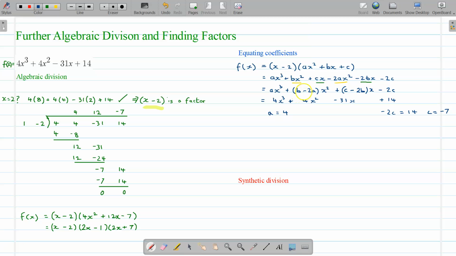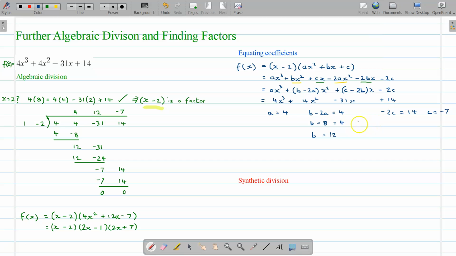Now I can either use the fact that b minus 2a equals 4, because that's comparing the x squared coefficients, or I could say that c minus 2b is minus 31. This is going to be easier to work with. So from this part here, I'm going to say that b minus 2a is equal to 4. But I know already that a is 4. So b minus 8 equals 4. So if I add 8 to both sides, I get that b equals 12.